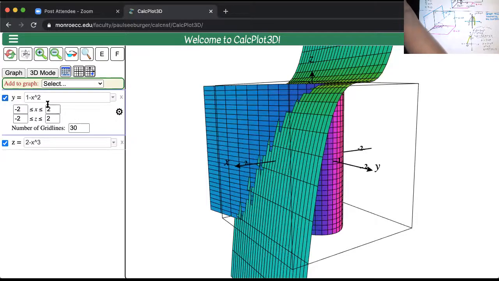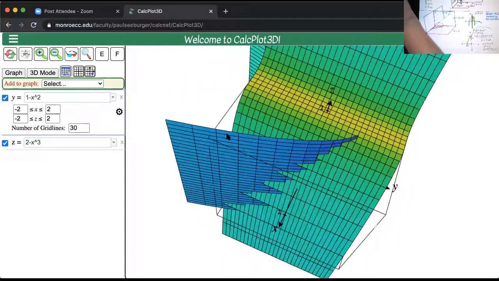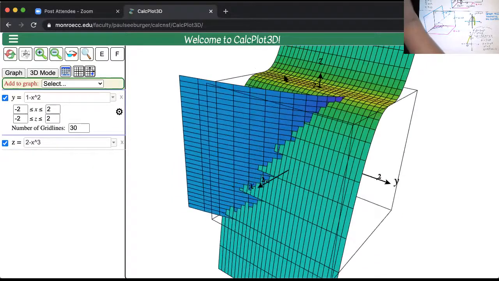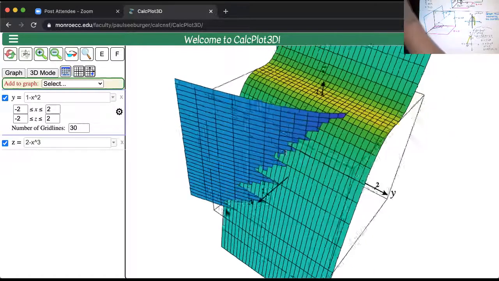But if you take a parabola facing down for y, and you take that cubic cylinder, z is a function of x, and it's cubic, this is what you're going to get. You're going to get a solid that has this cubic function on the top, and that parabolic function is going to intersect on a curve.